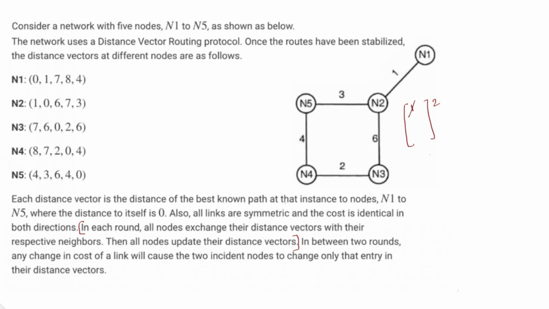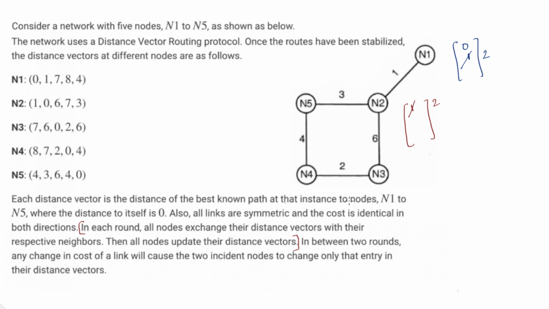So they are saying in between two rounds, any change in the cost of a link will cause two incident nodes to change only that entry in their distance vectors. Which means this one will go to 2, and then this one will also get to 2, and this is not a round. If you are updating this 1 to 2, then this will happen immediately in between two rounds. So any change of the cost will cause two incident nodes to change only that entry. This is what happens if there is any change in cost of a link. So this is the description of the algorithm. I hope you got it, right?